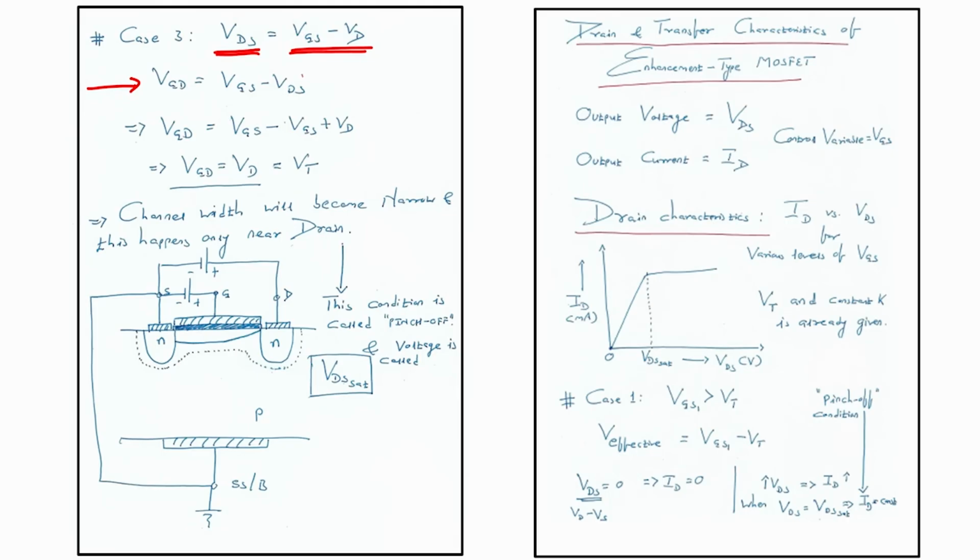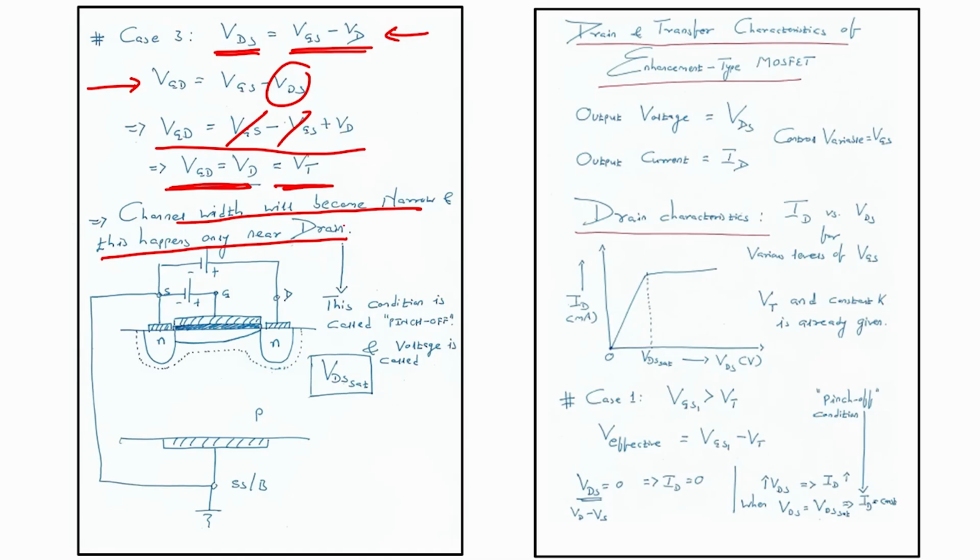If I substitute the value of VDS, then I have VGD equals VGS minus VGS plus Vt, this is gone. So, VGD will be equal to Vt, which is nothing but the threshold voltage. That means the channel width will become narrower, and this happens only near the drain, correct.